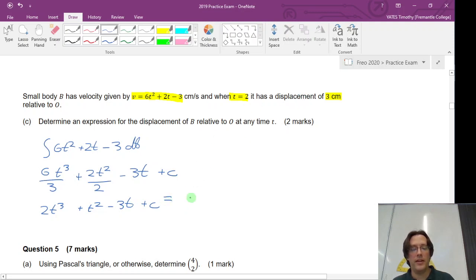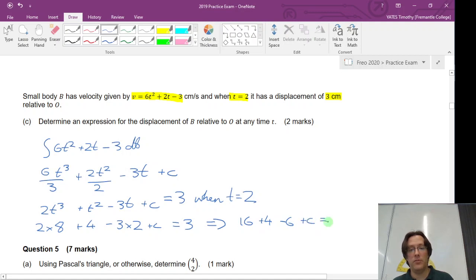And we know that it equals 3 when t equals 2. So let's solve that. 2 times 8, which plus 4, take 3 times 2 plus c equals 3. That is 16 plus 4 minus 6 plus c equals 3. 20 take 6 is 14 plus c equals 3. c is going to be negative 11.